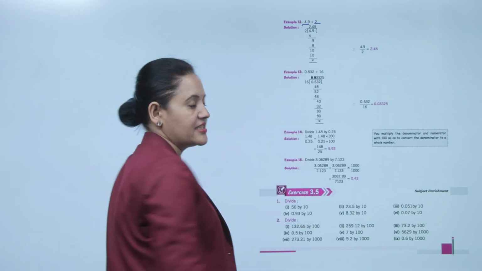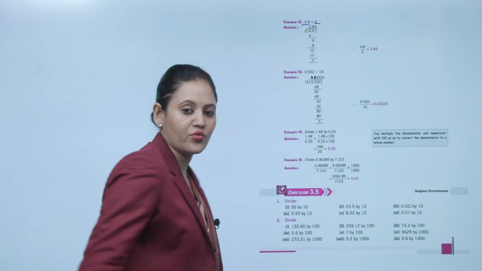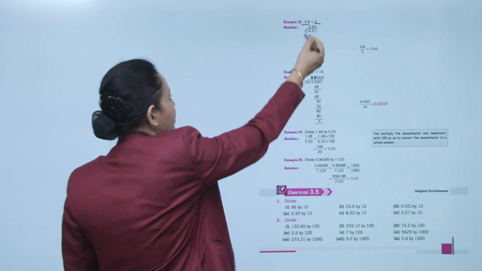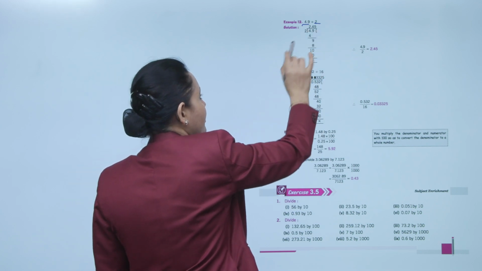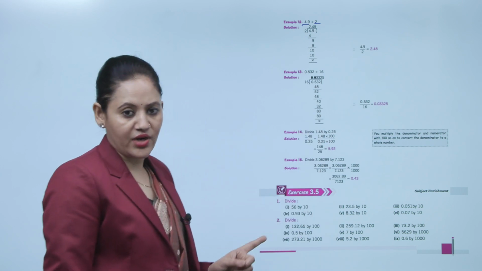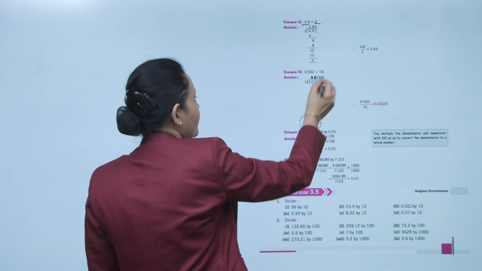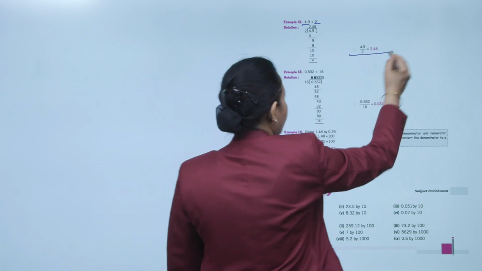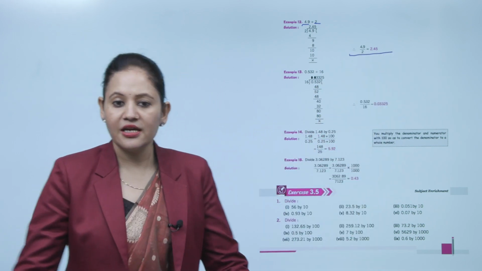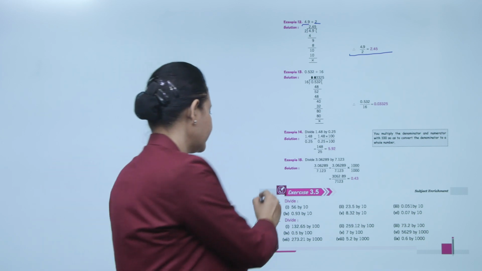Then subtract and we get 0. Next there is a decimal, so we'll put the decimal in the quotient and note down the next number, that is 9. So 2 fours are 8. Subtract and we get 1. Now we'll add a 0, so it becomes 10. 2 fives are 10. So the answer is 2.45. Clear? Next is exercise 3.5.